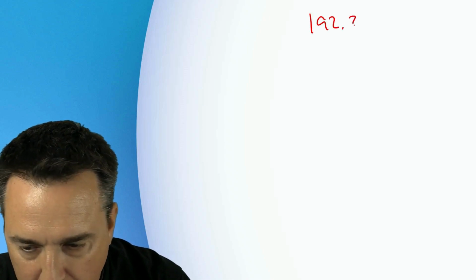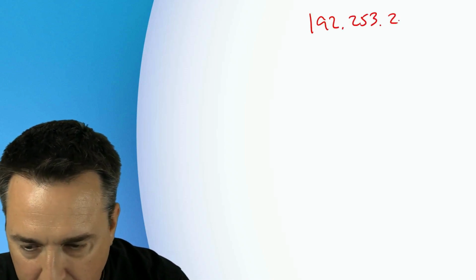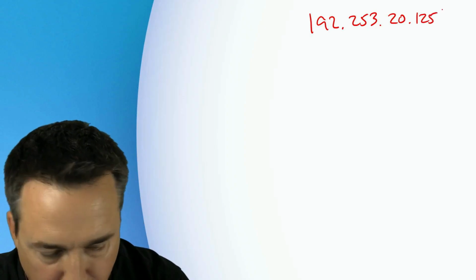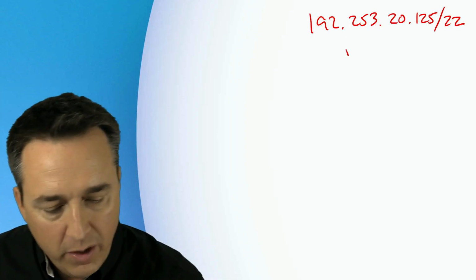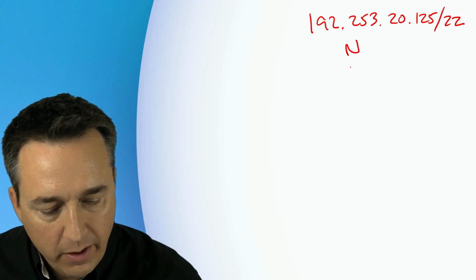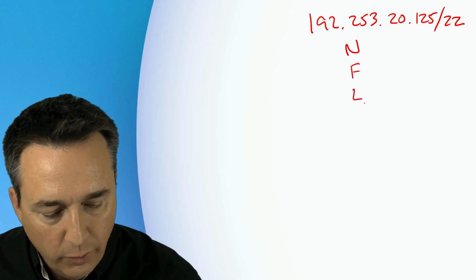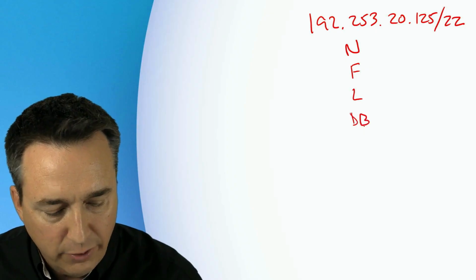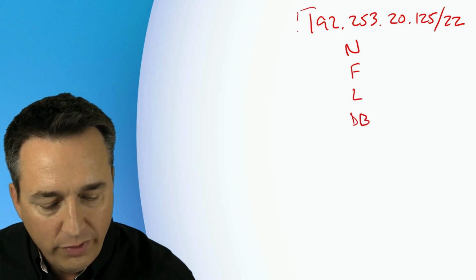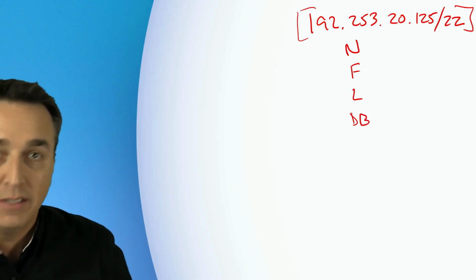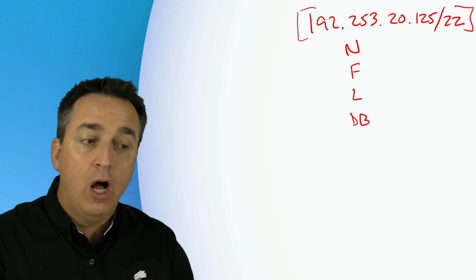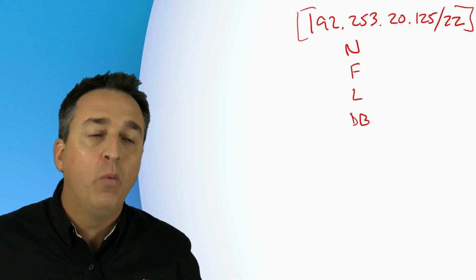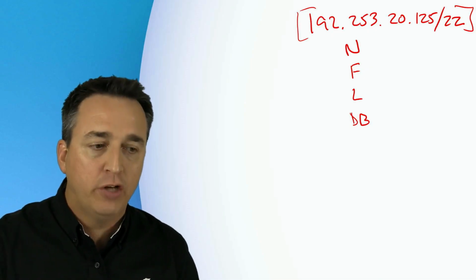All right, so we've got 192.253.20.125/22. So what is our goal here? Our goal is to figure out, hey, what is the network ID? What is the first usable address? What is the last usable address? And what is the directed broadcast address for this IP address? So this is the IP address. That is the subnet mask. So this belongs to, let's say, some PC. But we want to know right now, what network do they belong to?